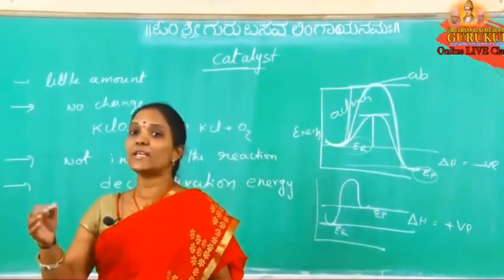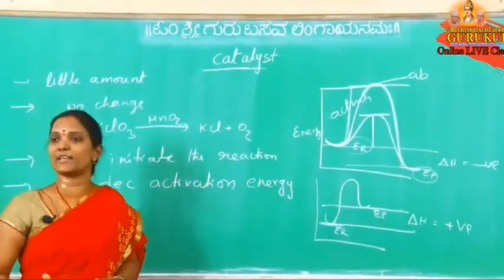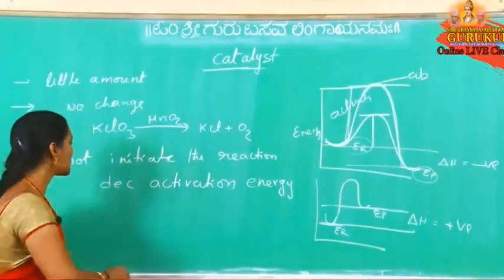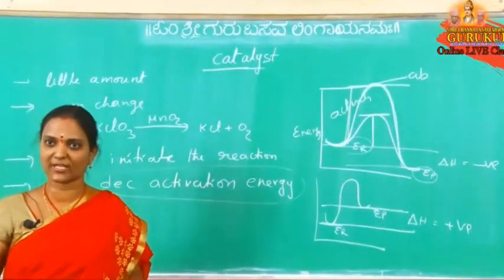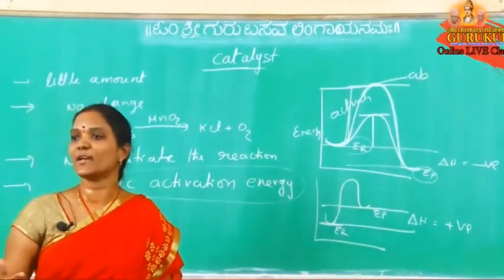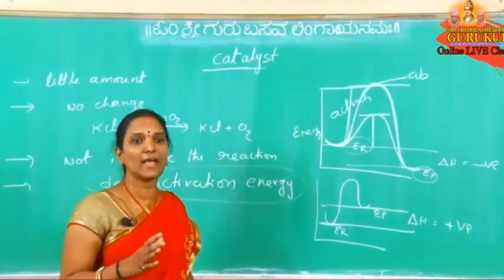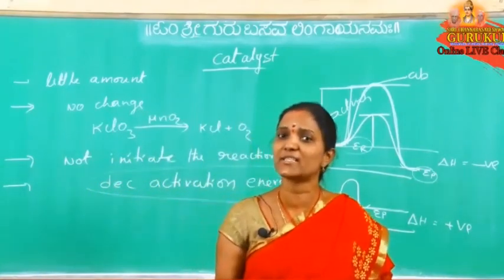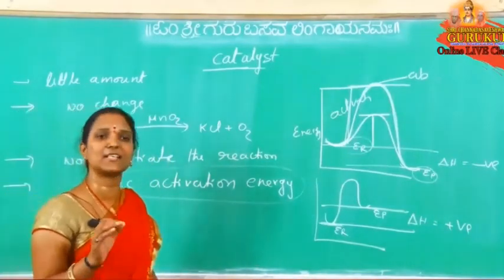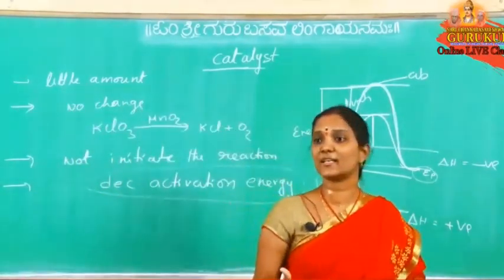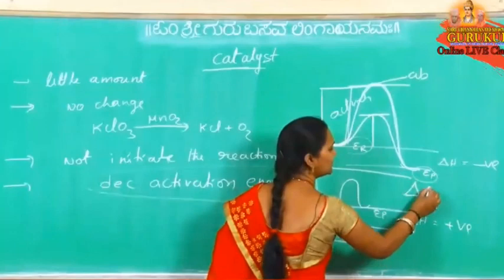In the presence of catalyst, the reaction occurs in a new path with less activation energy. So what is the importance of the catalyst? When a catalyst is added, less activation energy is sufficient. That's why in the presence of catalyst, reactions occur faster. So what is the main condition here? It decreases the activation energy. How? The reaction occurs in a new path with less activation energy. Can a catalyst alter the delta H value? A catalyst does not change the delta H value. A catalyst cannot change the delta S value.